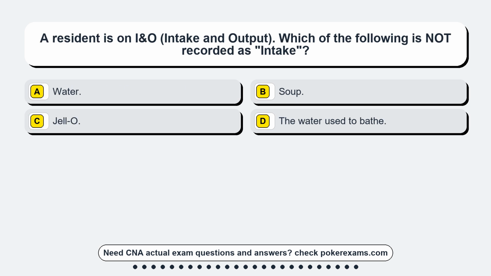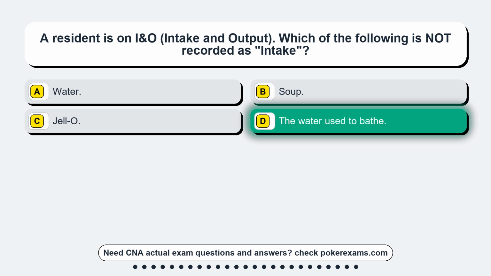Question 25. A resident is on I&O, intake and output. Which of the following is not recorded as intake? Option A. Water. Option B. Soup. Option C. Jell-O. Option D. The water used to bathe. The correct answer is option D. The water used to bathe.